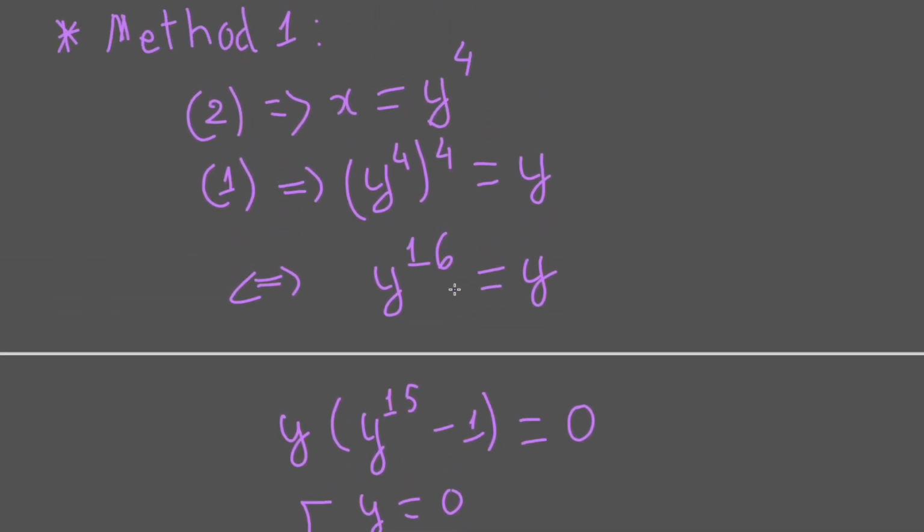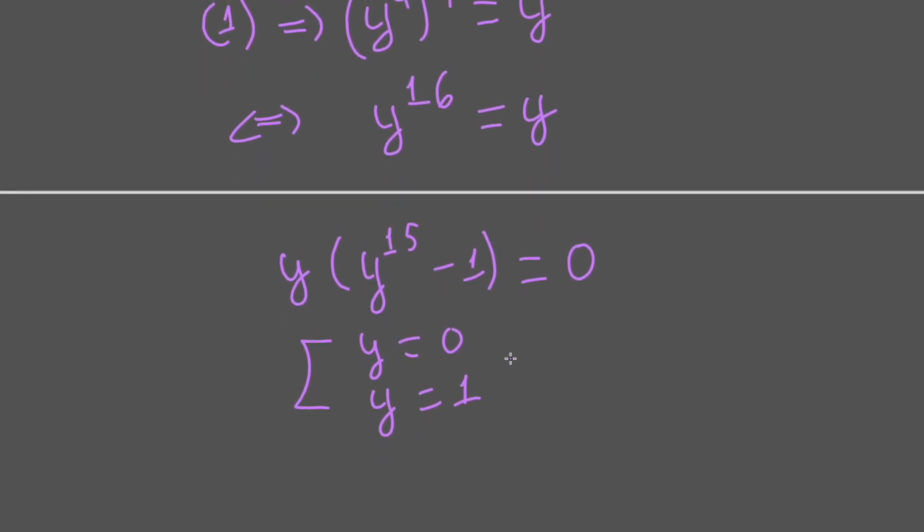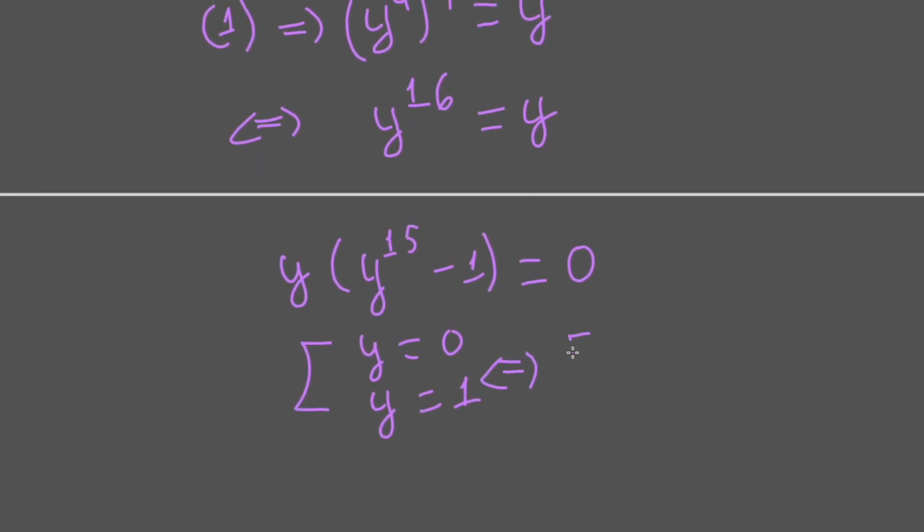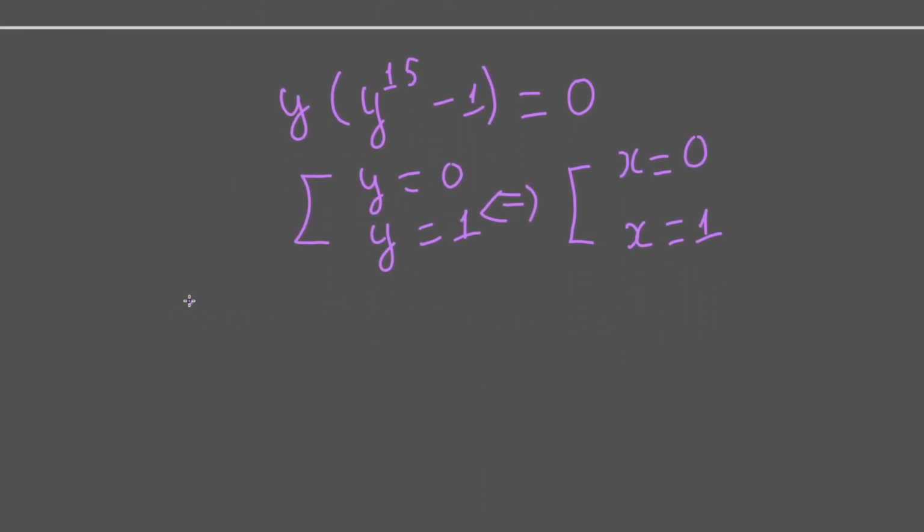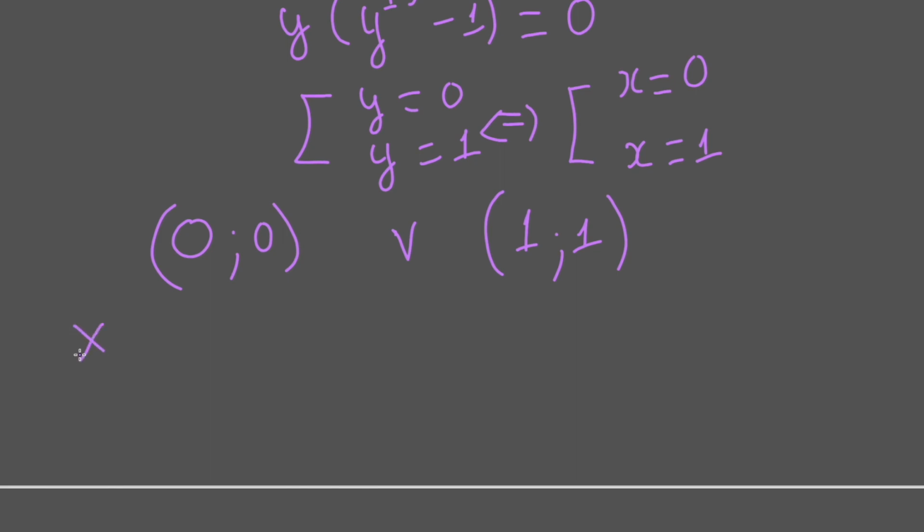Then we replace it into equation 2, so x will be equal to 0 and x is equal to 1. Finally, we have two pairs of solutions for this system of equations: (0, 0) and (1, 1). So that is the first method. This is a very direct approach. Now we move to the second method.